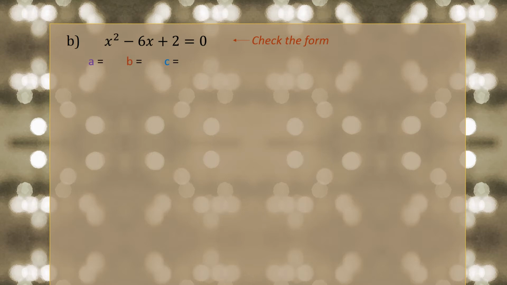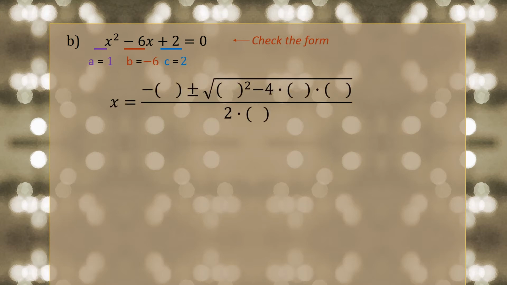A is the value in front of x squared, which we find to be 1. B is the value in front of x, which we find to be not 6, but negative 6. Make sure you do pay attention to the signs. And your c value is the constant or the plain number, which in this case is 2. Now that we've identified all the values, we're ready to plug them into the quadratic formula.